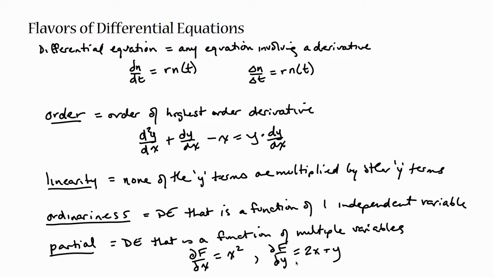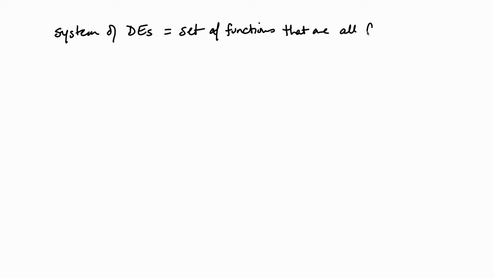Right, so that's an example of what a system of partial differential equations might look like. I've run out of room here, so a system of differential equations is just a set of functions that are all functions of the same set of independent variables.